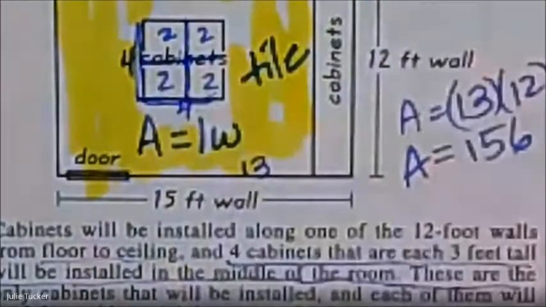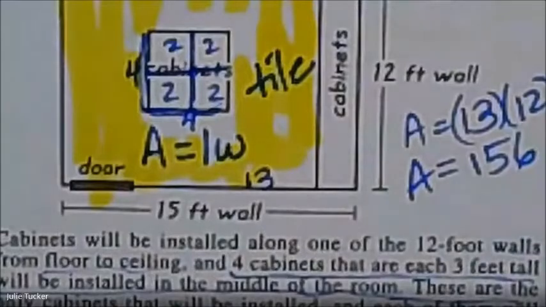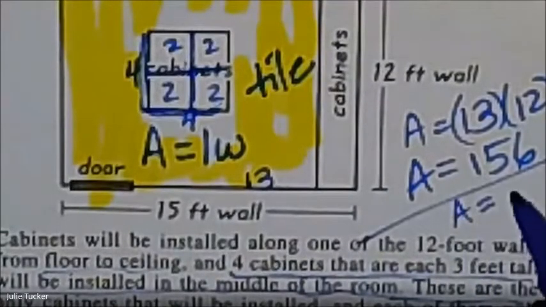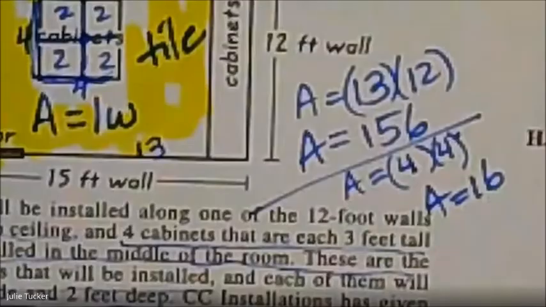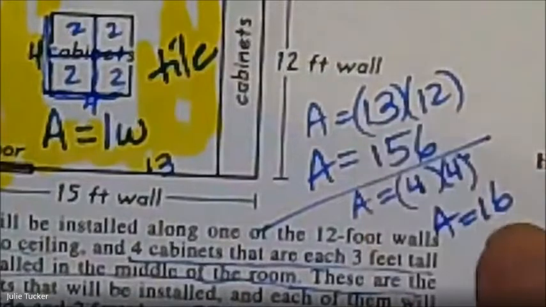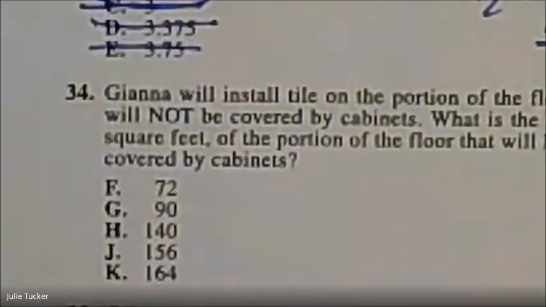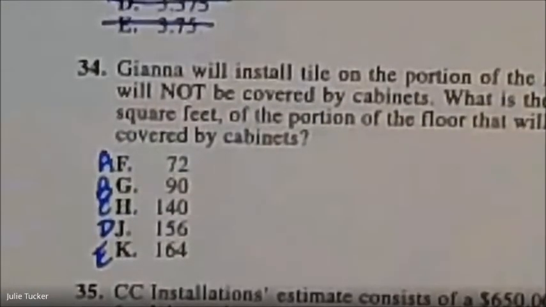4 and 4. So to get that area, I have to do another A equals L times W and do 4 times 4. Yes. And then I subtract that, right? So 156 up here minus 16. And that answer is which one? A, B, C, D, or E? Good.